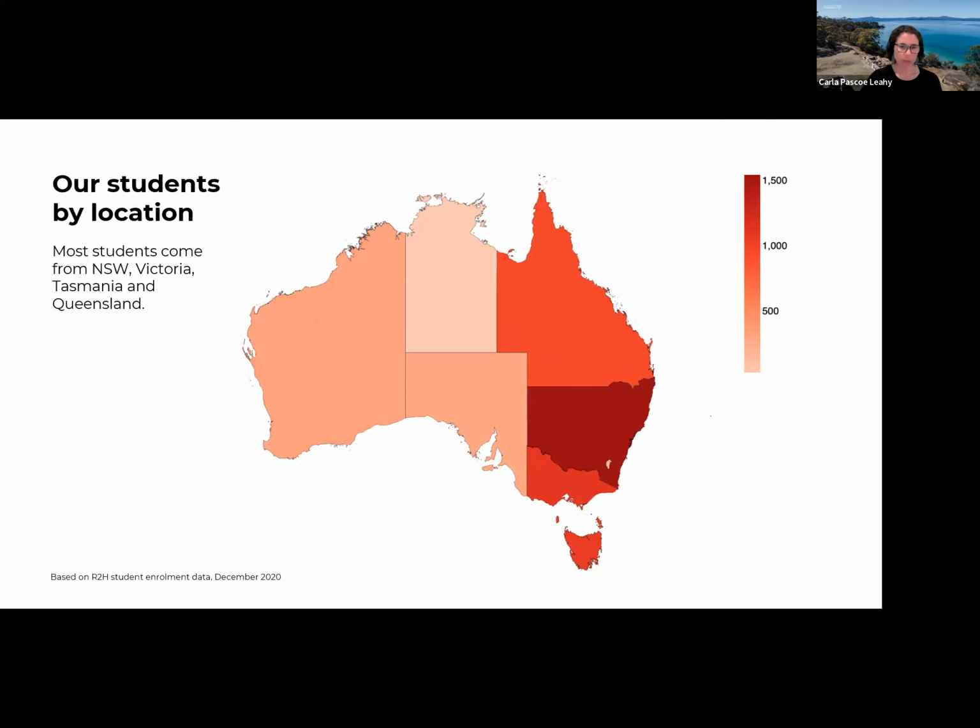Now, this map just gives you a little bit of a sense of where our students come from. At a glance, it shows you that they really do come from all over the country. We have more students in the more populated states, but we have students from every state in Australia and from urban, rural and regional areas.